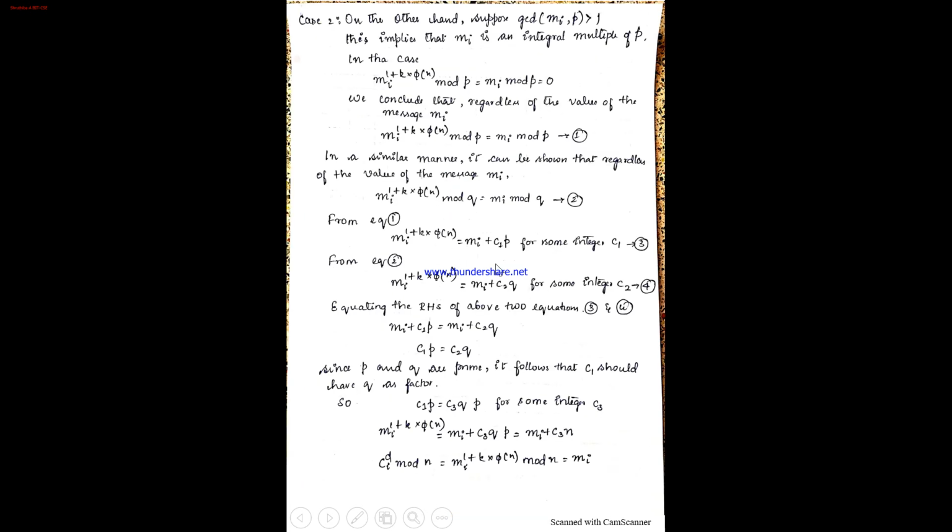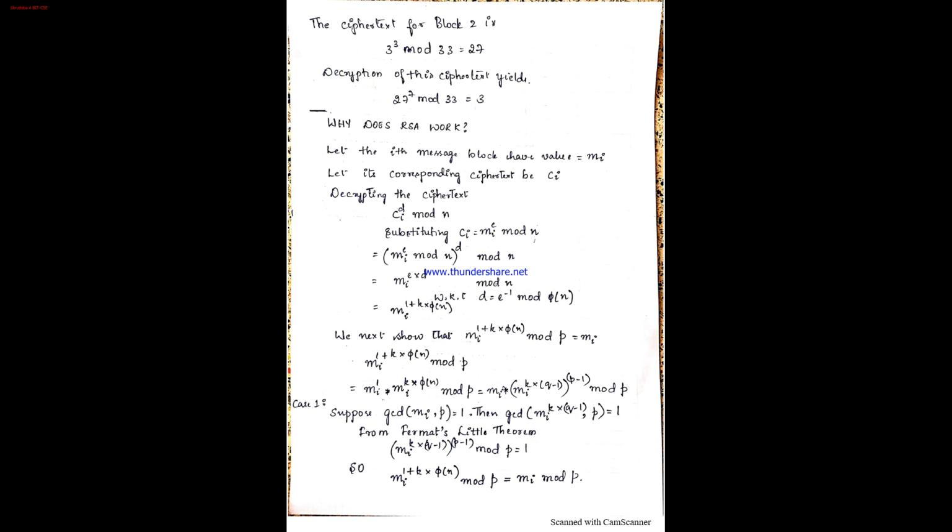Okay. So now I'll explain the content of your textbook. The concept is the same, but they have portrayed it in a different way. So it is always good to know each and every topic. So let me explain this as well.